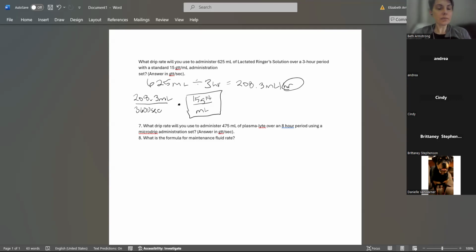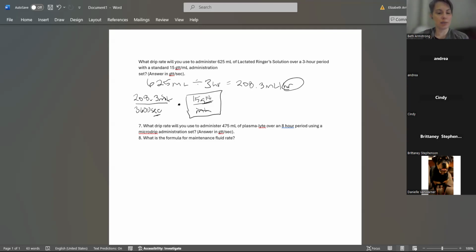Right? Yes. So that is all you need to set up our problem right here. As you look at it, we cancel out our mils. You set it up correctly because you cancel out your mils, and then you are left with drops per second. And that's what we want.